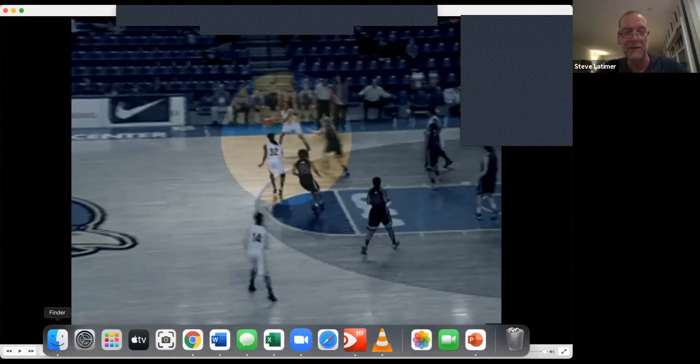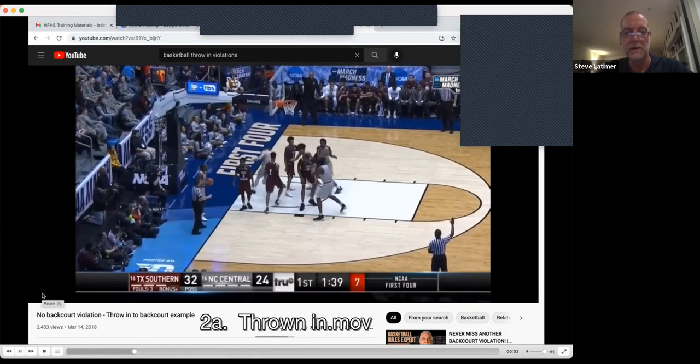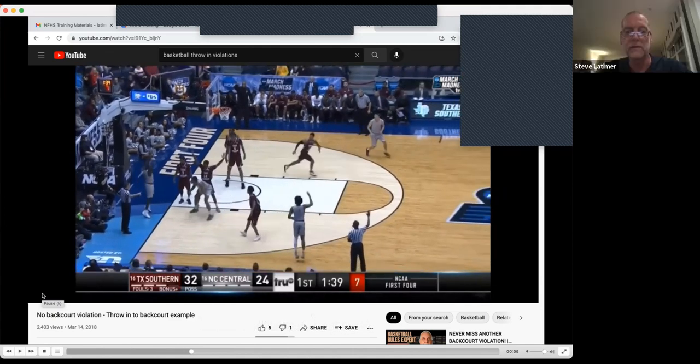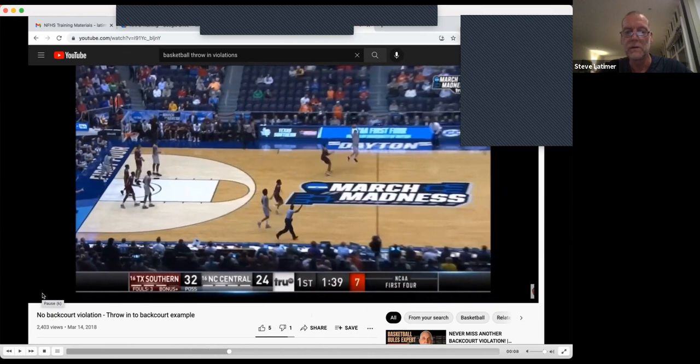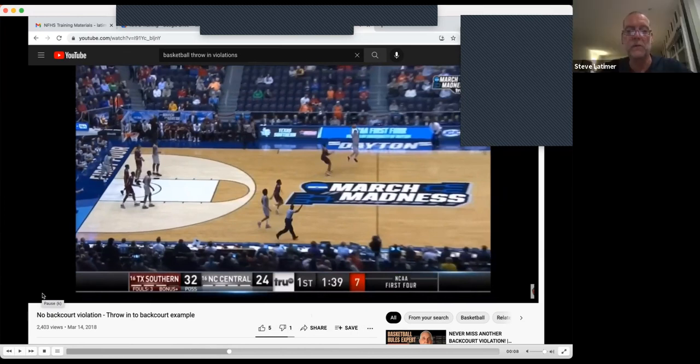Okay. Here's another throw-in one. Because the player didn't gain control of the ball. Right. And how do we define control? Is that just a judgment call? There's a definition of what player control is, and it basically says holding or dribbling the basketball.